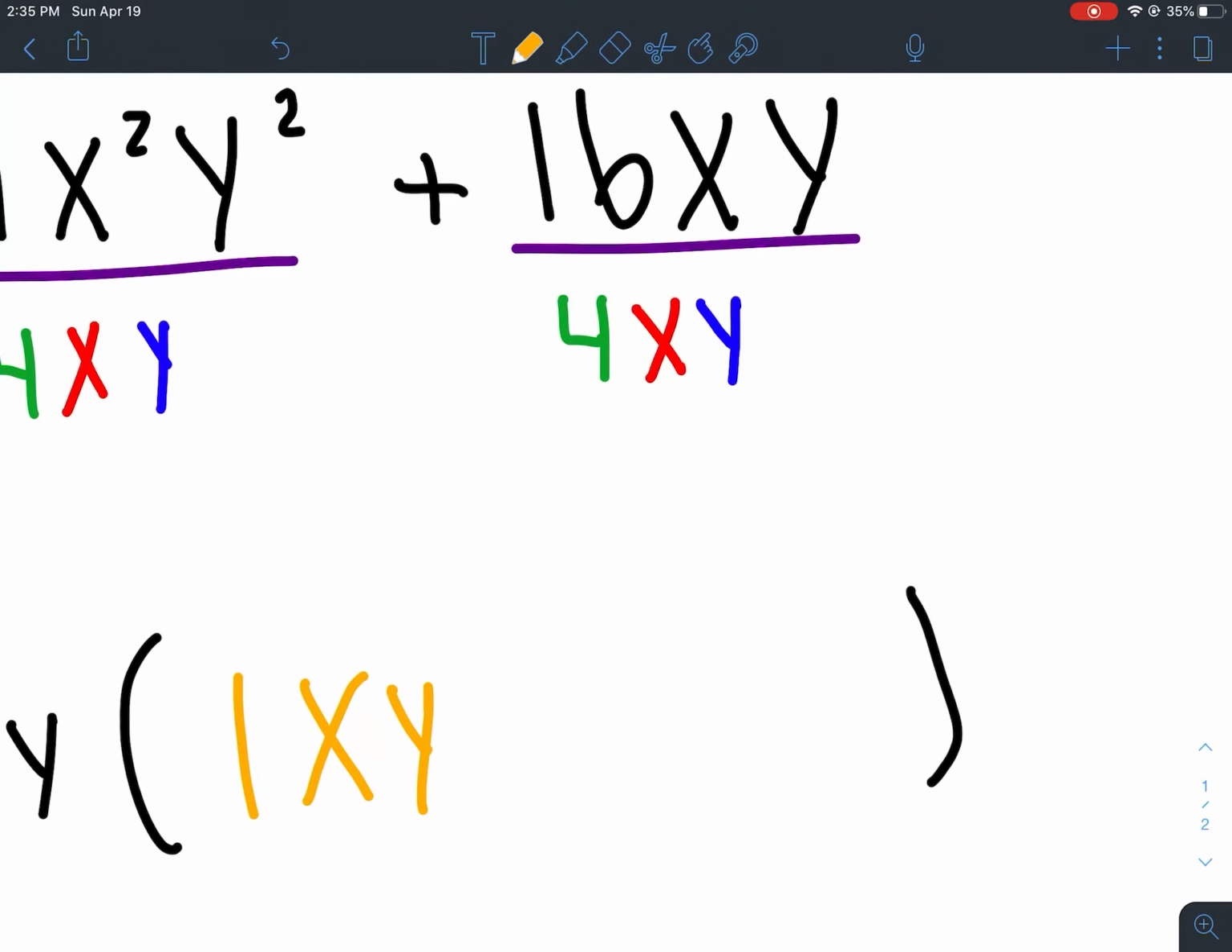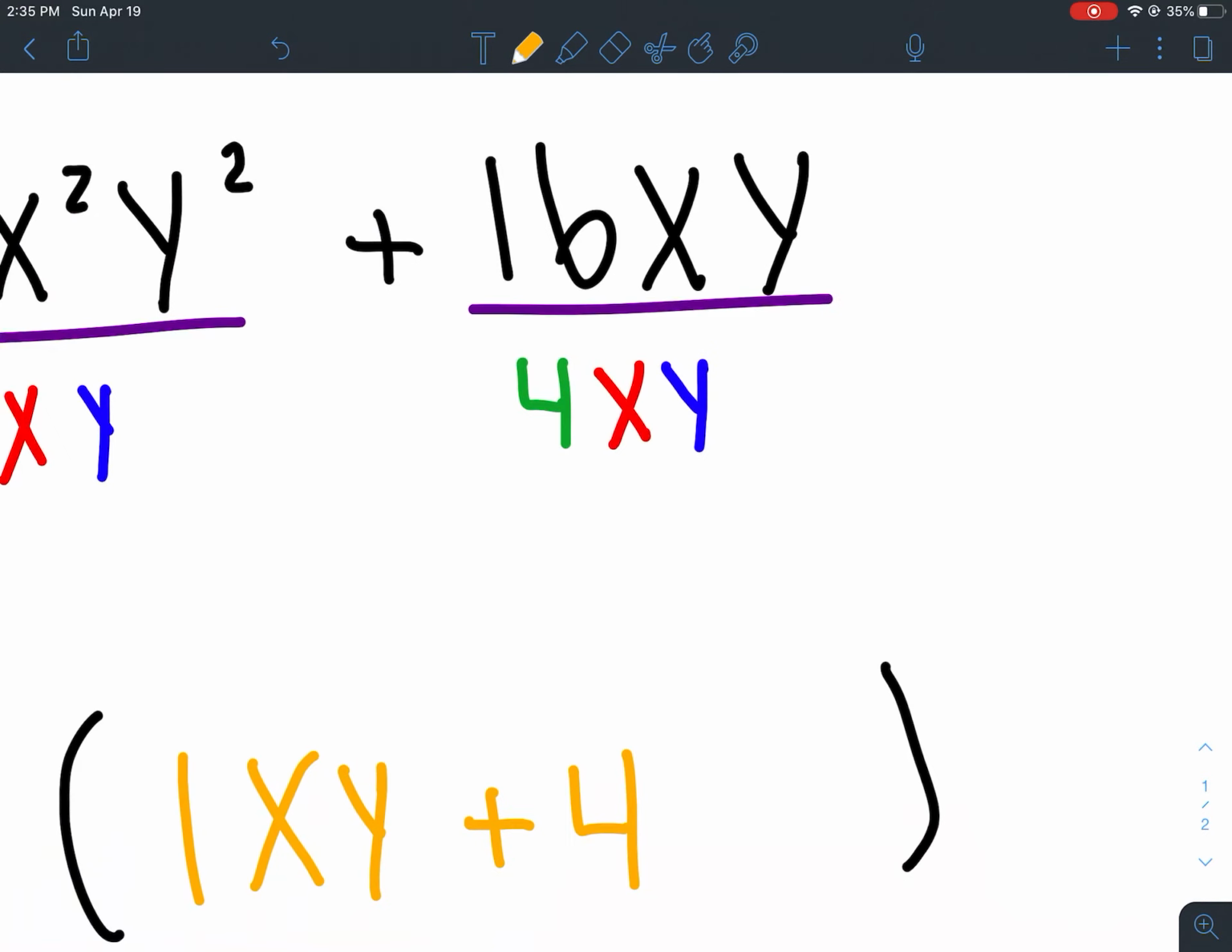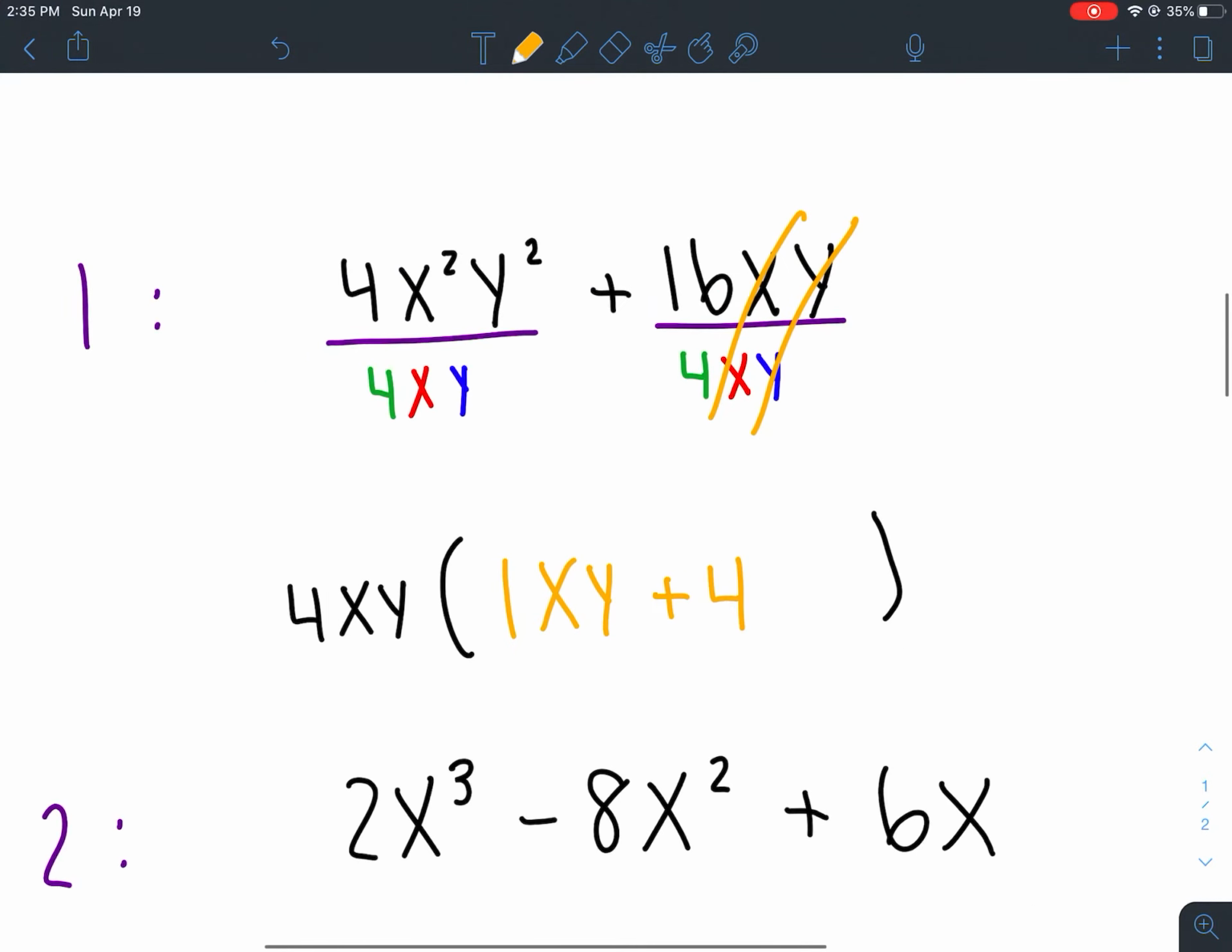Okay, moving on to the next part. 16 divided by 4, remember this is a division bar, 16 divided by 4 is positive 4. You want to make sure you have that plus sign there. Now x divided by x actually cancels, right? Because if I have an x and I take away that only x, how many x's do I have left? Nothing. If I have 1 y and I'm taking out a y, I have no y's left. So this is what I'm left with. And this is my answer.